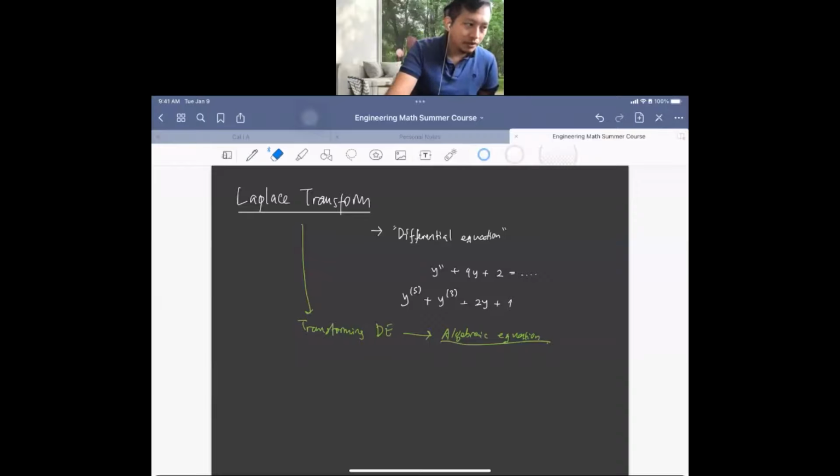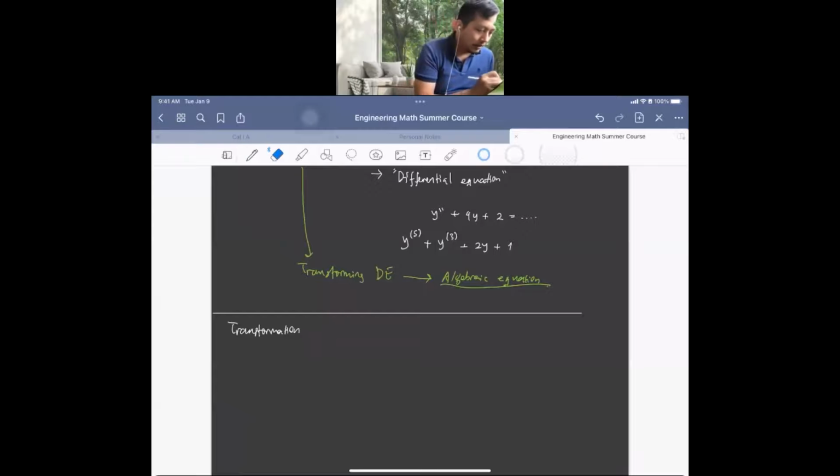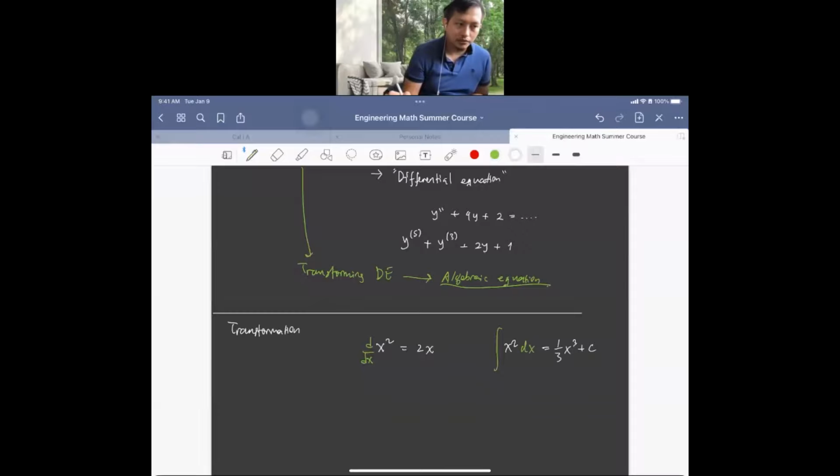Let me just give you an introduction: basically the transformations. Basically what you did in calculus, like you have x squared, and then using some operators for derivatives, it becomes 2x, right? Or if you have x squared, you integrate, and this becomes a new function, right? So the derivative and integration themselves are also transformation tools. You can differentiate, you can integrate, and in some way it transforms some function into another function, right?